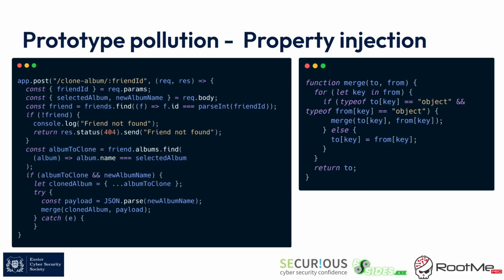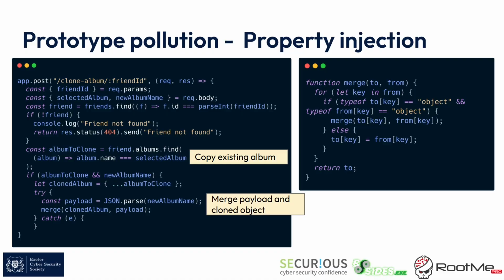So what the endpoint is trying to do is it takes in a payload, which is supposed to be a new album title. And it's saying, clone the album from your friend to a new object, and then merge in the new album name that you want to name that album. So you can see here that I copy the existing album into a new object, and then I merge the payload and the cloned object's properties.